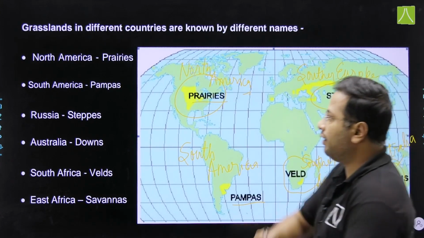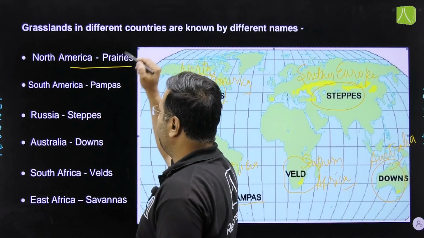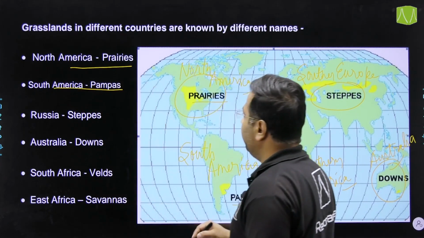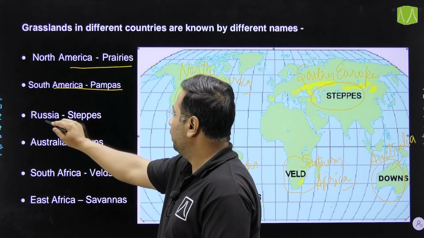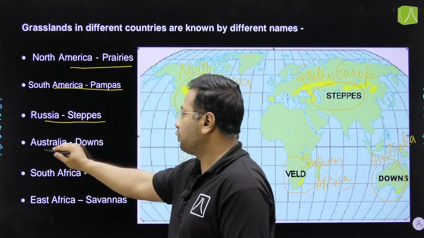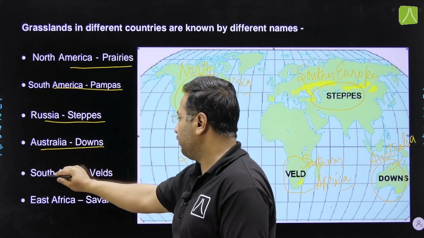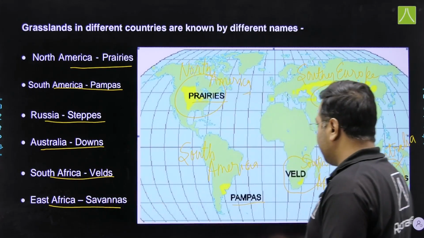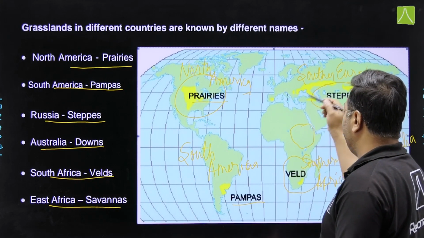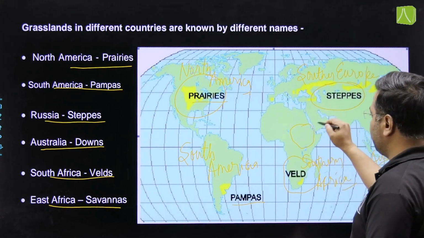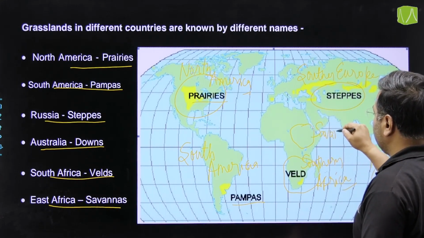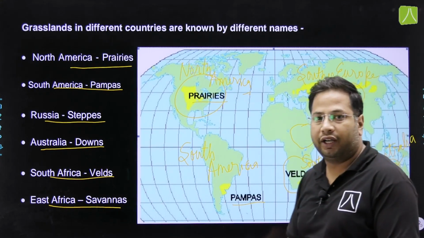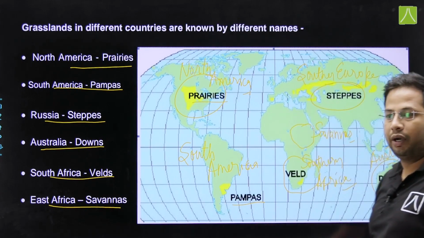Right? So we have here North America. In North America it is called prairies. In South America it is called pampas. In Russia it is called steppes. In Australia it is called downs. In South Africa it is called veld, and in East Africa it is called savanna. So in different parts of the world it is known by different names. These grasslands are known by different names.